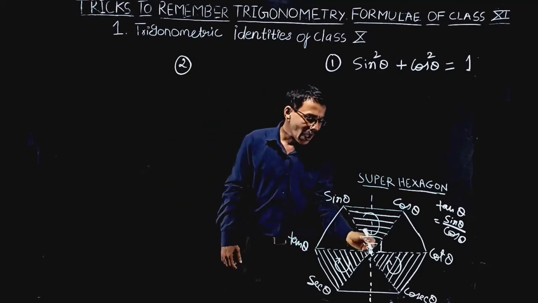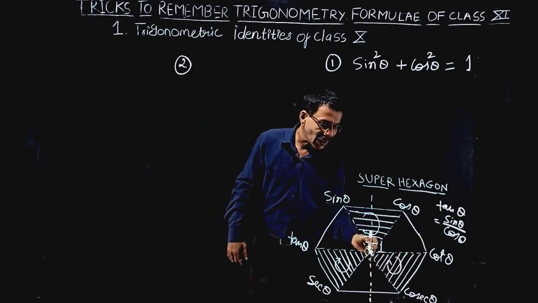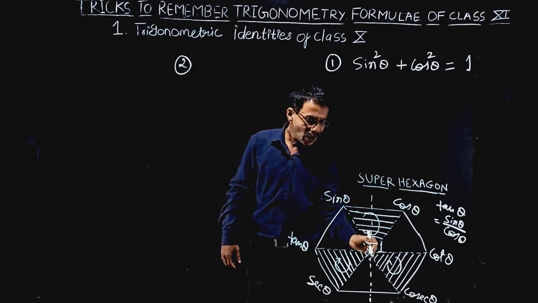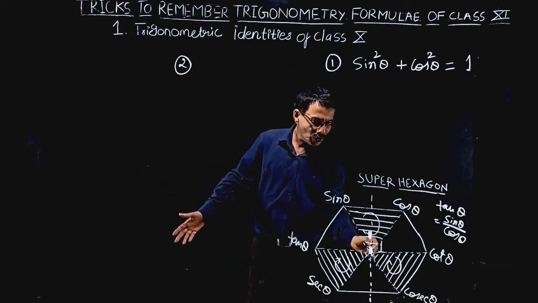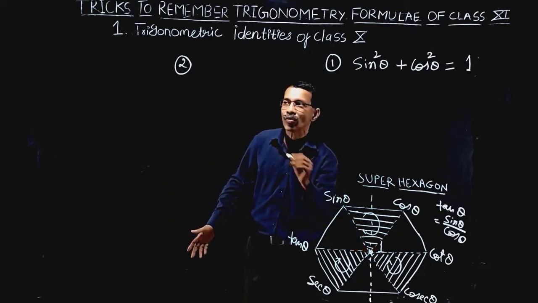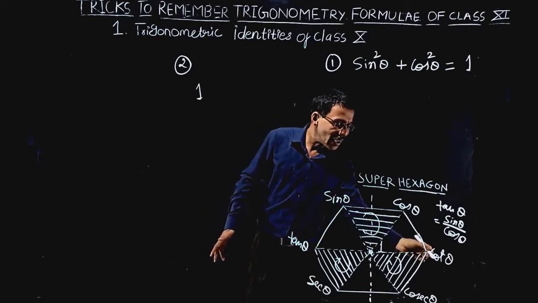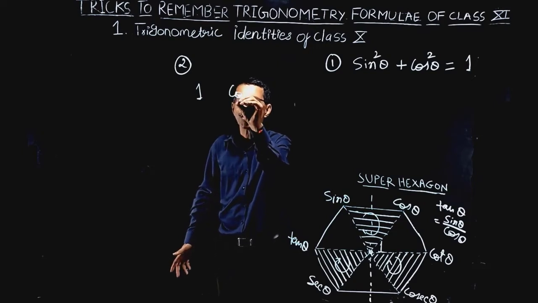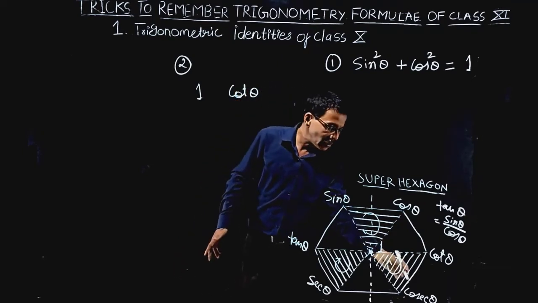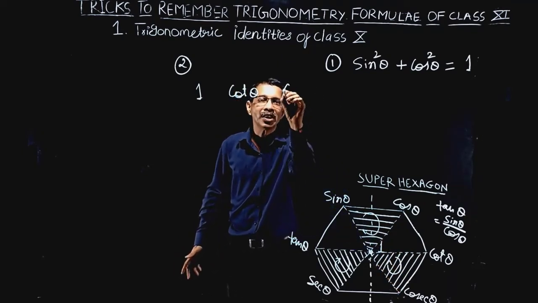And to do that, I have to take this second triangle, and I have to start from the left hand side, and the first vertex on the left hand side is 1. So I will write 1. Then the second vertex is cot of theta, so I will write cot of theta. And the third vertex is cosec of theta.